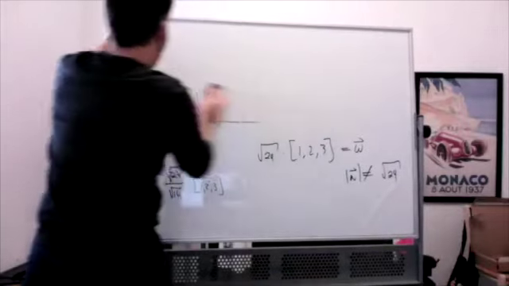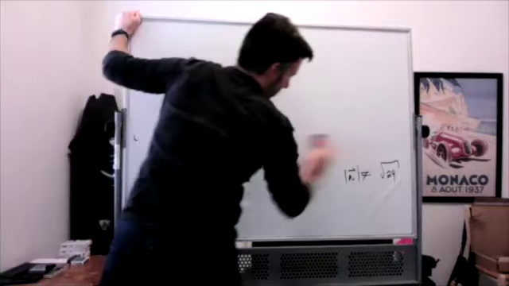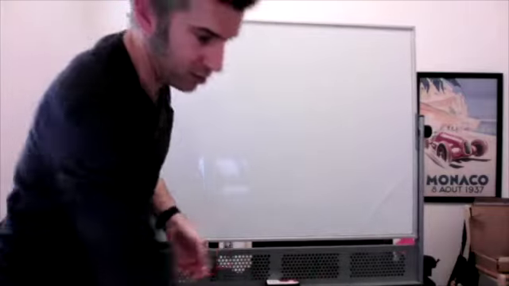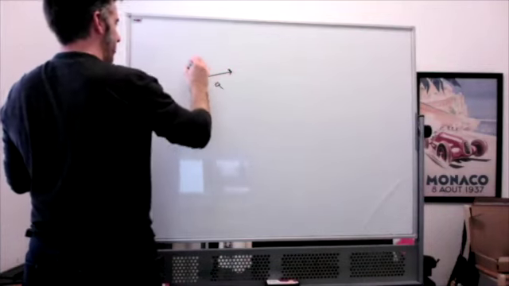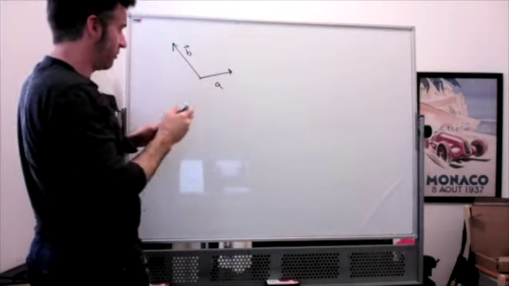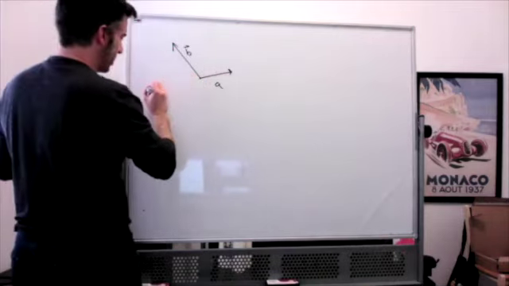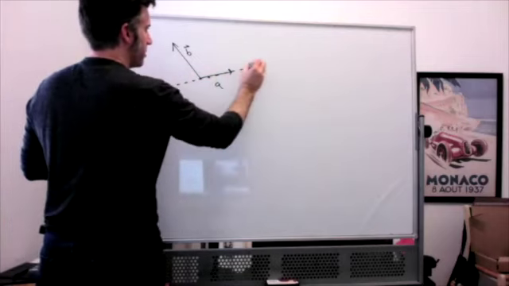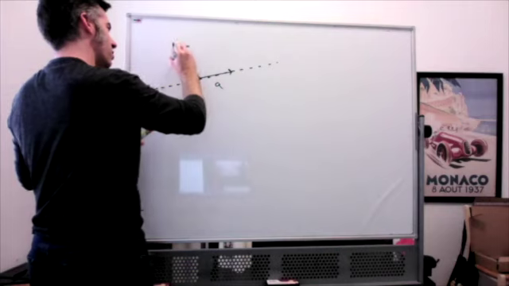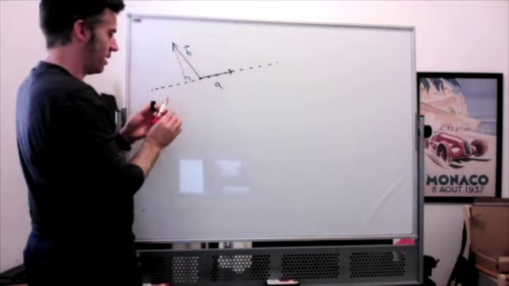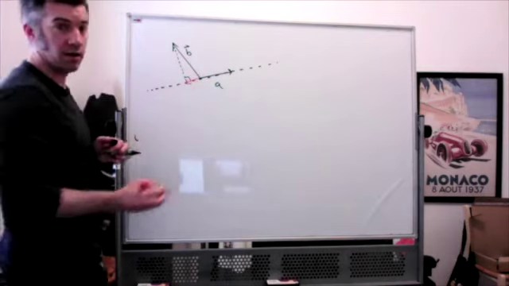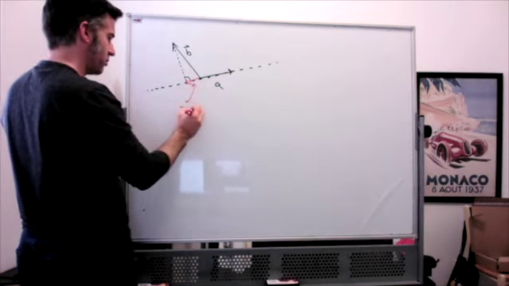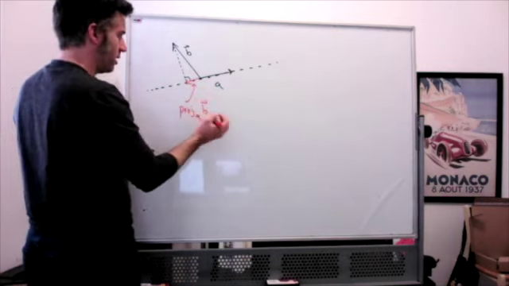I will point out just one or two things. Your vectors don't have to be going in the same direction, or similar directions. If this is your vector A and this is your vector B, then for the projection of B onto A, you have to extend the vector A and then drop B perpendicularly onto A. That vector there is your projection of B onto A.